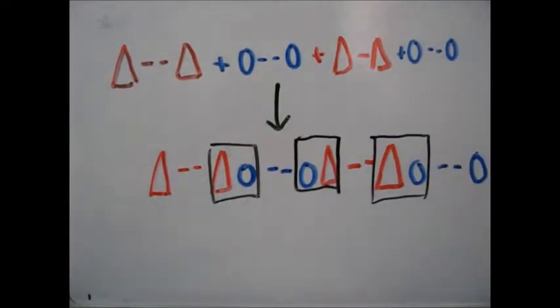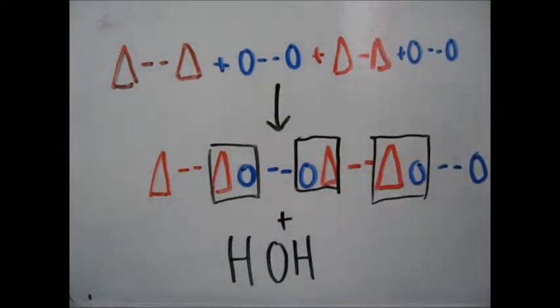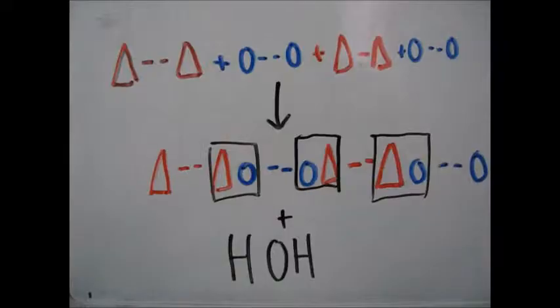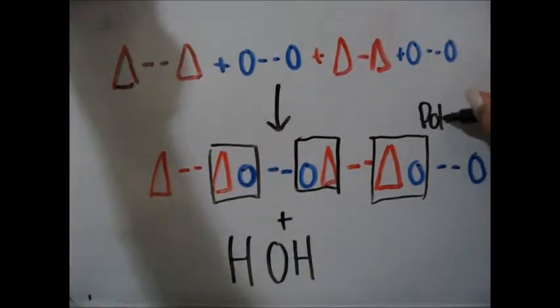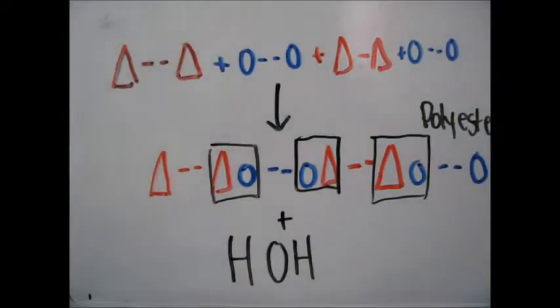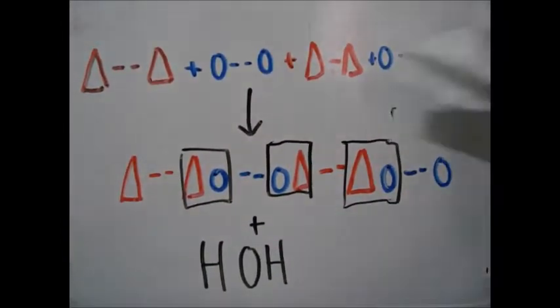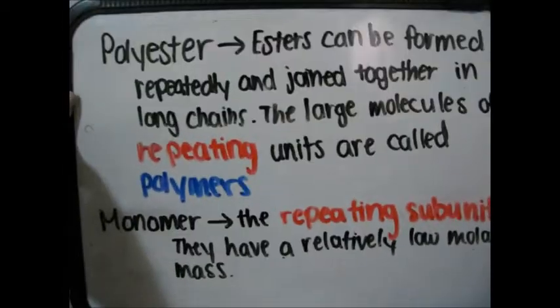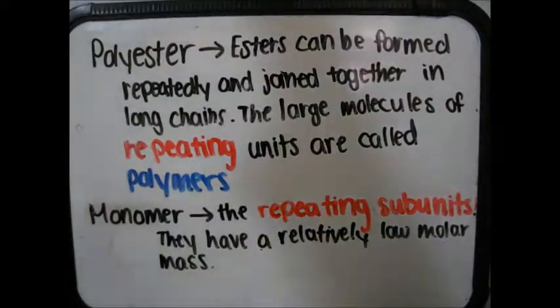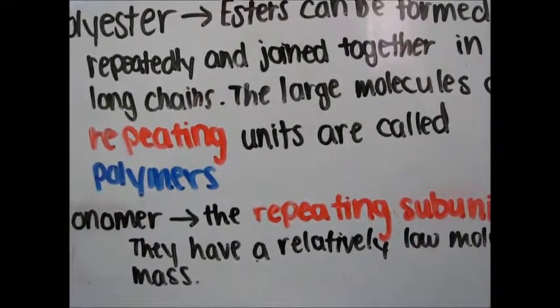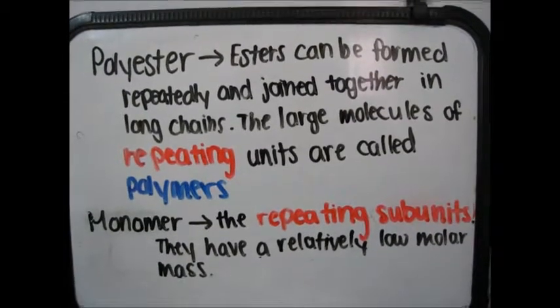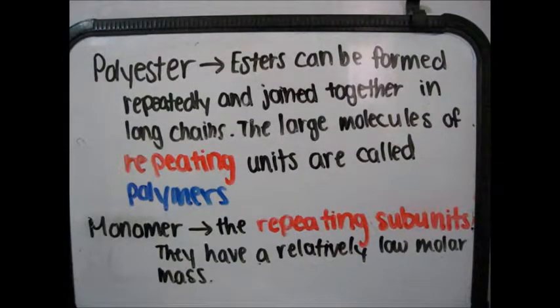This is accomplished using a dicarboxylic acid, which is an acid with a carboxyl group at each end of the molecule, and a diol, which is an alcohol with a hydroxyl group at each end. Ester linkages can then be formed end to end between alternating acid molecules and alcohol molecules. Polyesters are esters which can be formed repeatedly and joined together in long chains. The large molecules of repeating units are called polymers. A monomer is the repeating subunit. They have a relatively low molar mass.